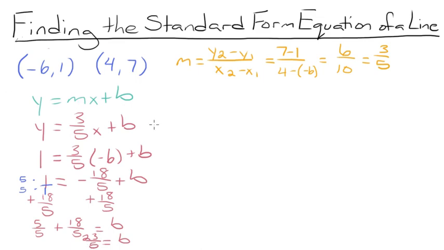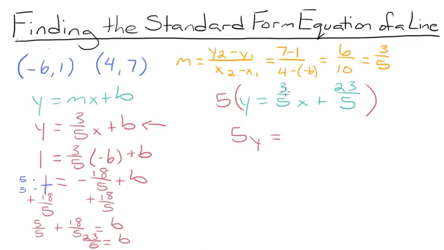From here, let's go back to our equation from earlier and plug in our newly found value for b. So if we do that, we'll get y equals 3/5 x plus 23 over 5. From here, we need to eliminate our fractions because a will need to be an integer. To eliminate our fractions, simply multiply the entire equation by 5. If we do that, we'll get 5y is equal to 5 times 3/5 x, which is 3x. So 5y is equal to 3x plus 5 times 23 over 5, which is just 23.